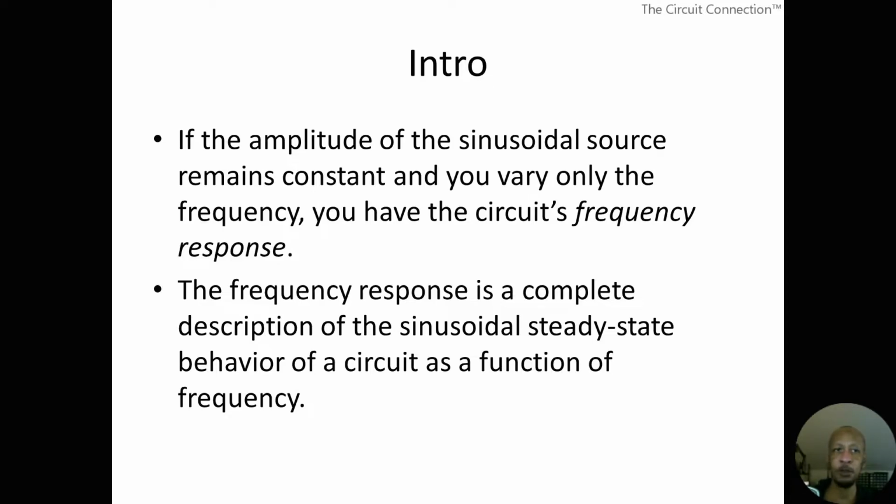By the way, amplitude and magnitude, I pretty much use those interchangeably. So if I say amplitude, I mean magnitude as well, and if I say magnitude, I mean amplitude. No real distinction between those two as far as I'm concerned, not with what I'm talking about in these slides. Okay, so that's the introduction.